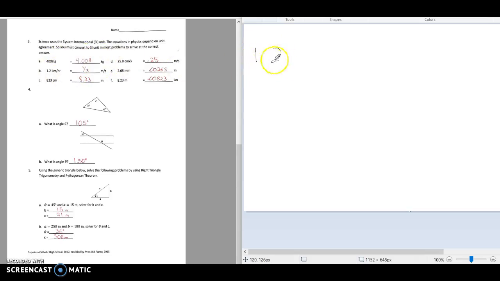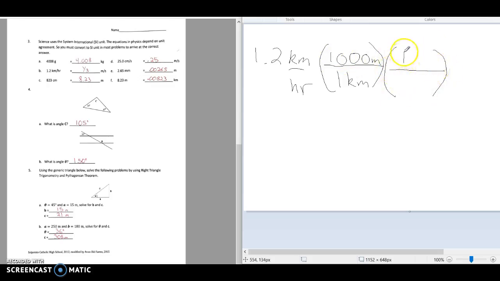So 1.2 kilometers per hour. We want to change this to meters per second. So let's change the kilometer first to meters. So we have 1 kilometer is equivalent to 1,000 meters. And then let's change the hours to seconds. So we have 1 hour, and there are 3,600 seconds in 1 hour.